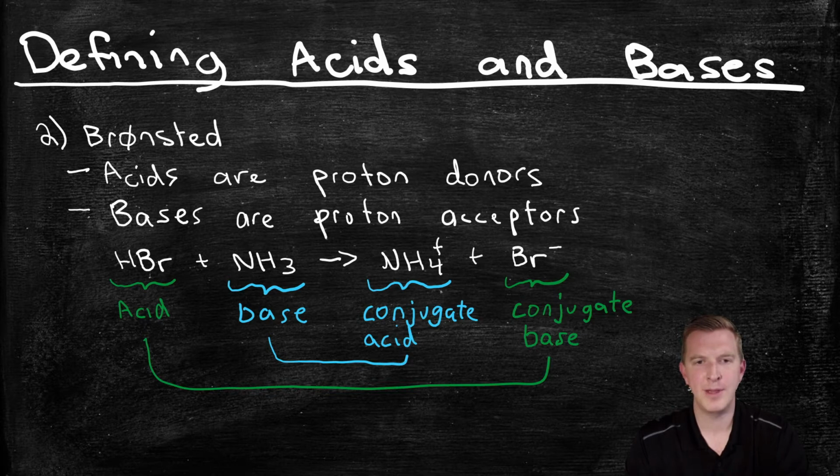You look at something like ammonia here, that's your base on the reactant side of the equation. And when that goes through its reaction, it produces ammonium, which is NH4+. That is now considered to be a conjugate acid, because if you look at it, it's something that can now donate a proton potentially.